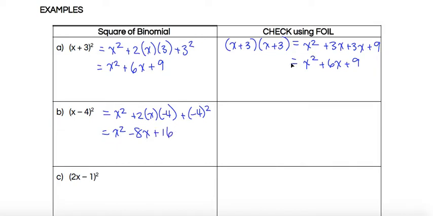Or I can use FOIL. So x minus 4 times x minus 4. X times x is x squared. X times negative 4 is negative 4x. Negative 4 times x is negative 4x again. And negative 4 times negative 4 is plus 16. So again, it doesn't matter what method you use, you're still going to get the same answer.